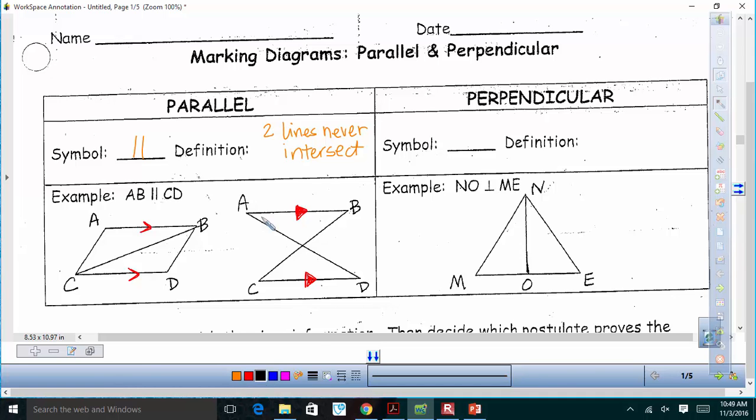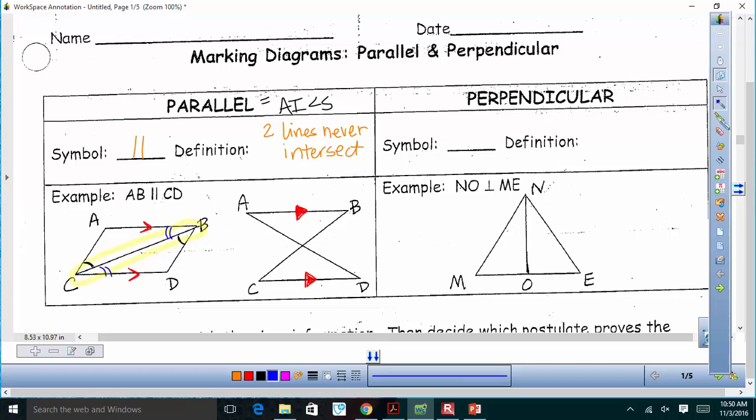Now, for proofs, anytime you have parallel, we're going to be looking for alternate interior angles. So every single time we do a proof, we're looking for alternate interior. So if I was looking for alternate interior angles in this figure, where would be my transversal here? CB would be my transversal. And so my alternate interior angles would be either this one and this one. Those are alternate interior to each other. Or this angle and this angle.